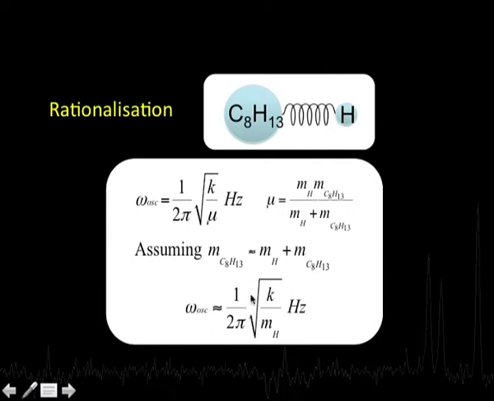If we substitute over here, we find that omega oscillation is equal to 1 by 2 pi square root of k by mH. So, irrespective of what this is, if it is C8H13 or maybe some other big molecule, irrespective of what this bulk is, the vibration frequency will depend on the force constant, which happens to be the same because I am talking about the same CH bond, and mH, again a constant. So, the vibration frequency will not change. That is how we rationalize the concept of what is called the group frequency.